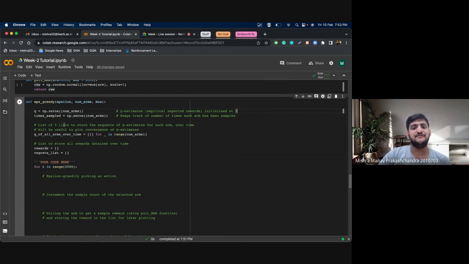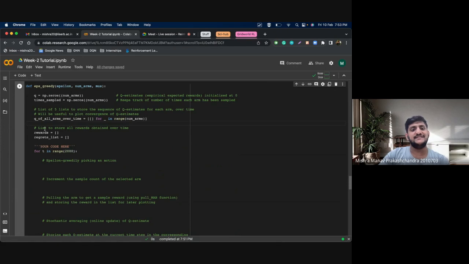Then a list of 5 lists to show the sequence of Q estimates for each arm over time will be useful to plot the convergence of Q estimate. So this is basically the Q of all arms over time. This is a list of lists. So I'm basically storing the Q values of all the 5 arms that I have. Then this is a list to store all the rewards that are obtained. This is the regrets list.